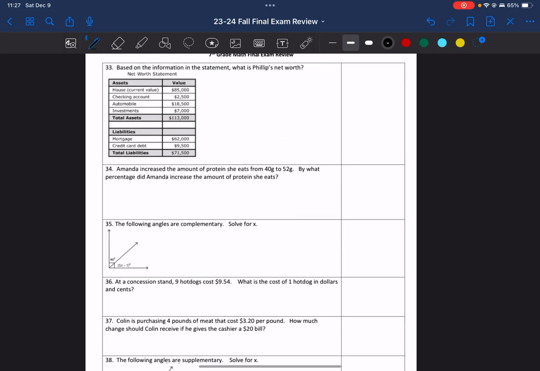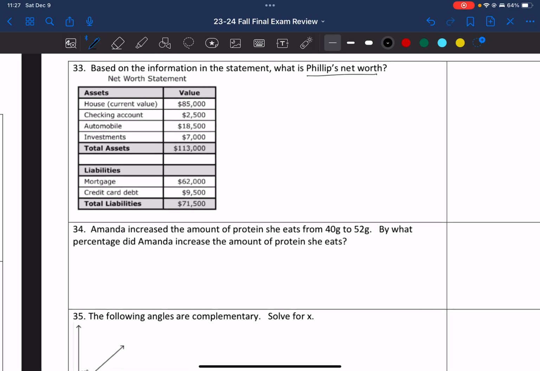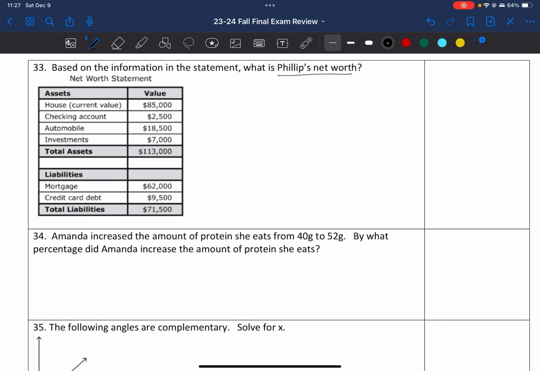Okay, 33. Based on the information, what is Philip's net worth? Ooh, we just learned this, didn't we? So here, let's add up. It's already added it for us. Look, right here. All we're going to do is take 113,000 minus 71,500.